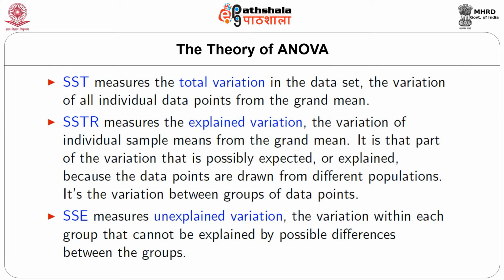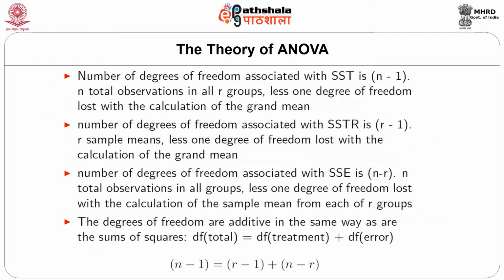We are still continuing with the theory of ANOVA. The number of degrees of freedom associated with SST is n minus 1: n total observations in all r groups, less 1 degree of freedom lost with the calculation of the grand mean. If you do not understand the meaning of degrees of freedom, you do not need to understand it. Just remember the formula. The number of degrees of freedom associated with SSTR is r minus 1: r sample means, less 1 degree of freedom lost during the computation.